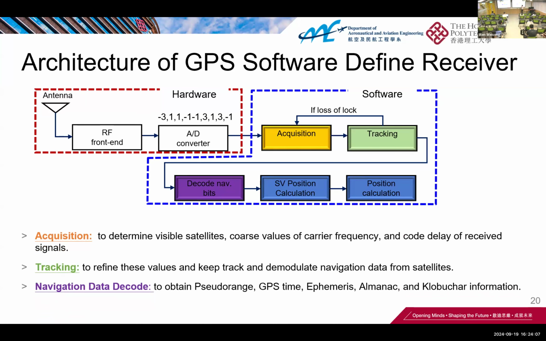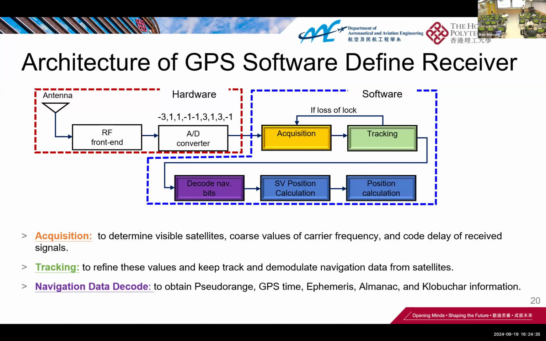So for example, for acquisition, it's going to determine the visible satellites, the coarse values of the carrier frequency, and the code delay. So how is the range obtained? The range between the satellite and receiver is obtained by the time difference of the signal transmission from satellite to receiver. This is called delay. The range is equivalent to the code delay.